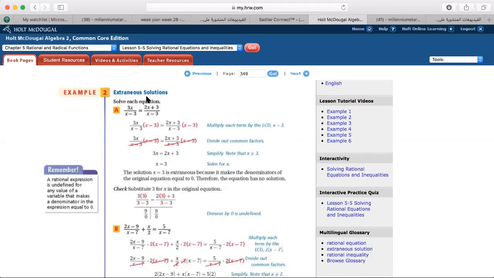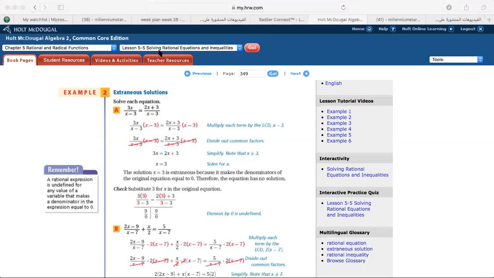Okay, extraneous solutions. The question is, solve the equation. How do we solve rational equations? We multiply by the LCD, which means we multiply by the denominator. The denominator here is what? X minus 3 and X minus 3. So I'm going to multiply here.